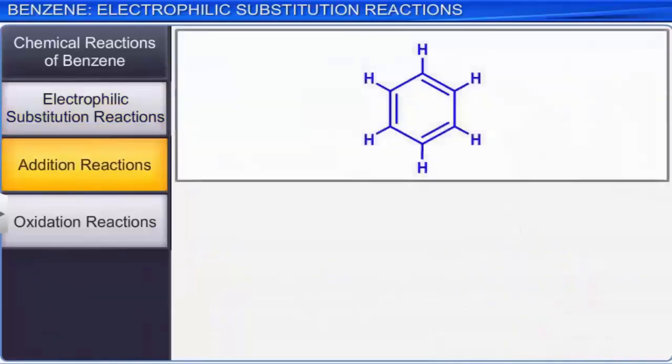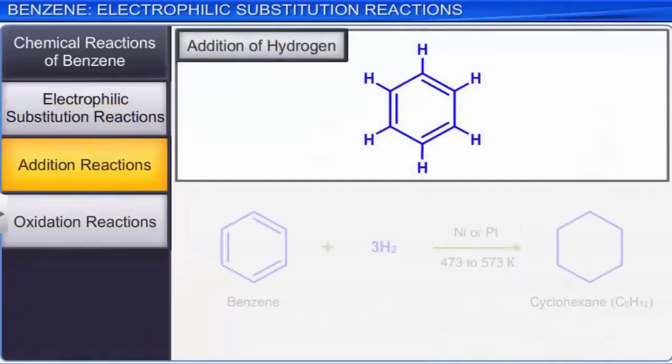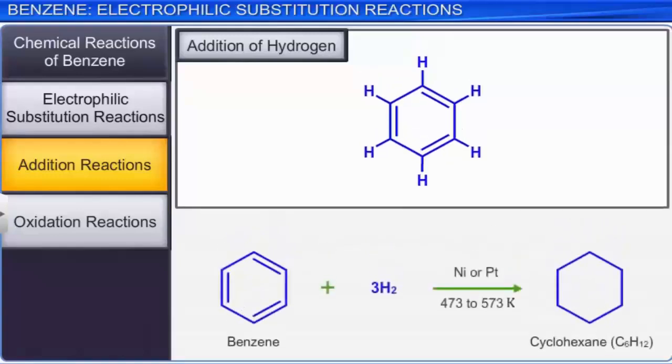Let's move on to the next type of chemical reaction, addition reaction. Addition reactions occur under drastic conditions at high temperature and pressure. For example, benzene reacts with hydrogen in the presence of a catalyst such as nickel or platinum at 473 to 573 Kelvin under pressure to form cyclohexane.